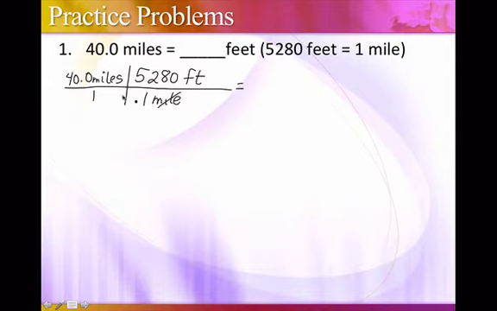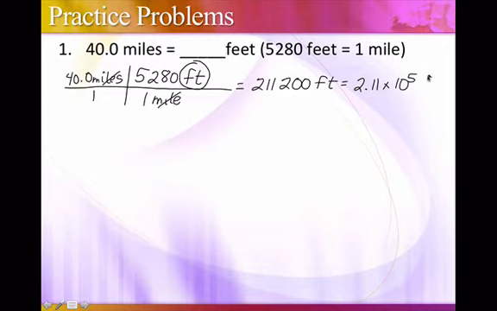What that allows me to do is my miles are going to go away. I'm left with feet. And that's what they're asking me for. That's the only unit that's not crossed out. And then I have to do the math. 40 times 5,280 gives you that many feet. So if you don't have your calculator, you should go get it, and you should be doing these with me. All right, and that's a pretty big number, so we should probably write it in scientific notation. So I would say 2.11 times 10 to the 5th feet. So that's how you do these.